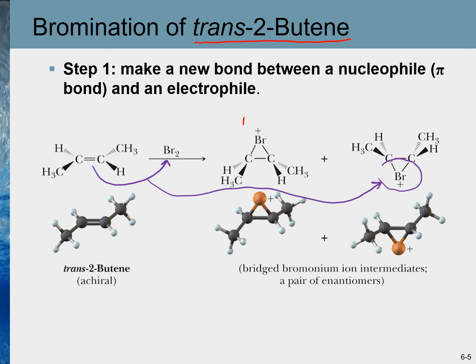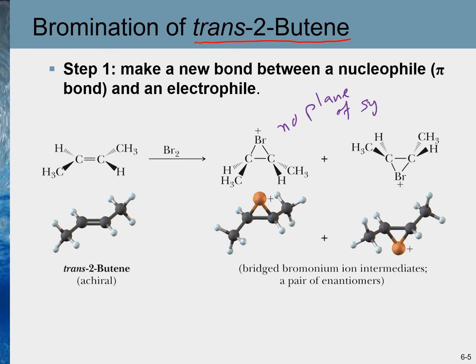So it means in the initial attack there are 2 possible bromonium ion intermediates. Interestingly, in this case there is no plane of symmetry. Therefore these 2 compounds are unique species. They are not meso compounds. In fact, these two compounds are mirror images of each other, so both of these are a pair of enantiomers.